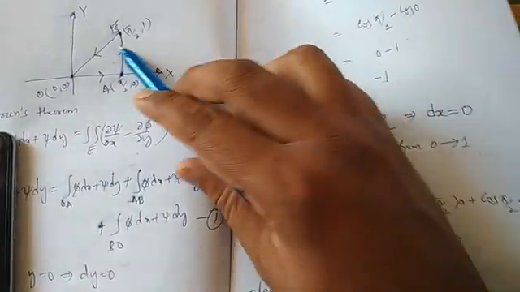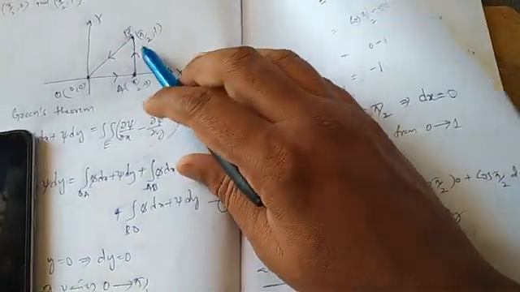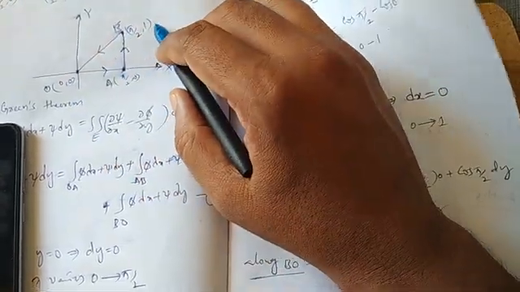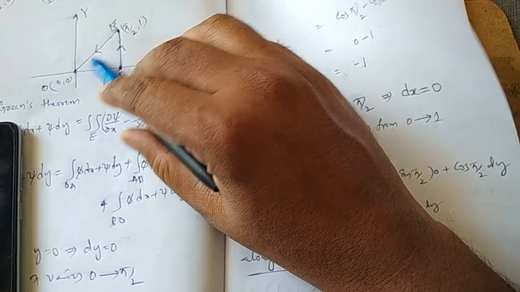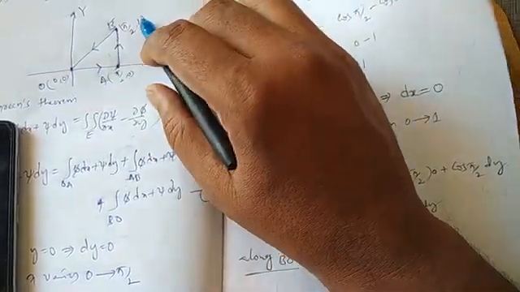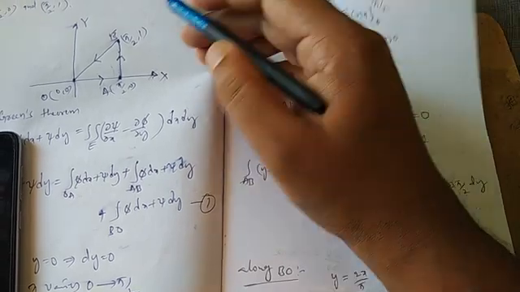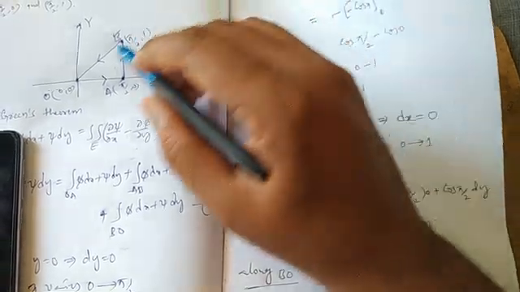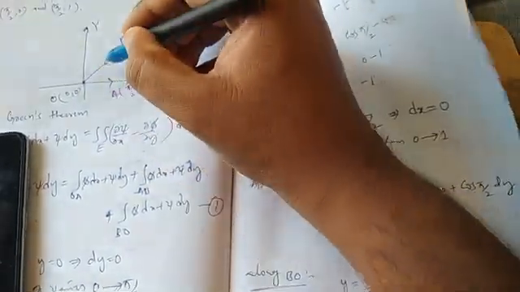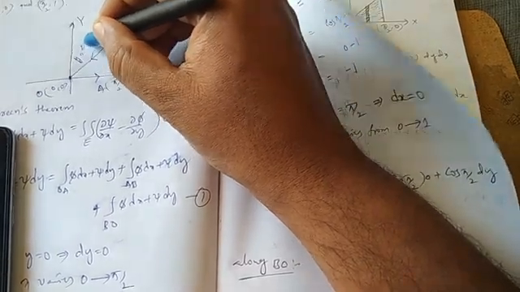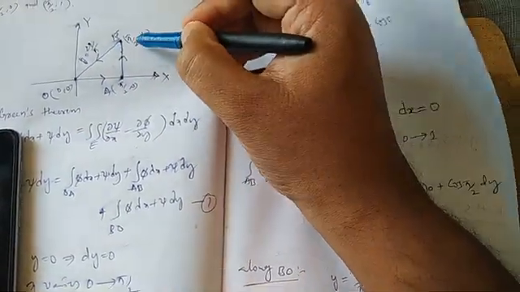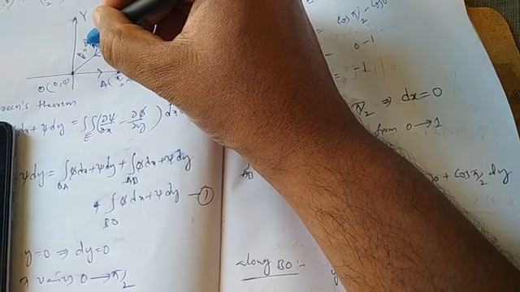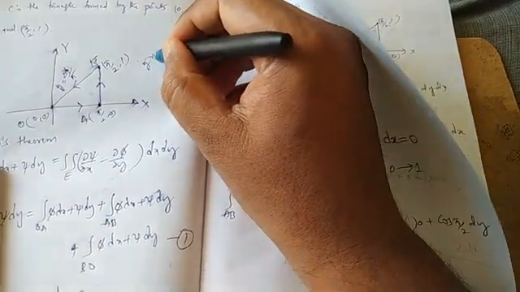Now along BO. This is a line passing through the points (0, 0) and (pi by 2, 1). We need to find the line equation passing through these 2 points. Use the two-point form of the equation: y minus y1 equals (y2 minus y1) by (x2 minus x1) into (x minus x1). Simply find the line equation, which is y equal to 2x by pi. Check: where x equals pi by 2, the pi cancels, the 2 cancels, and the y value is 1.